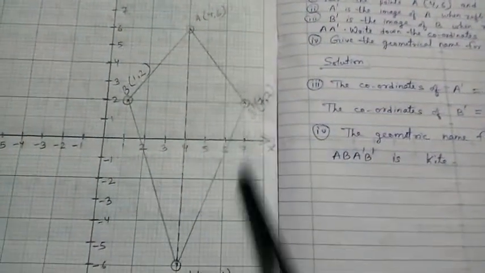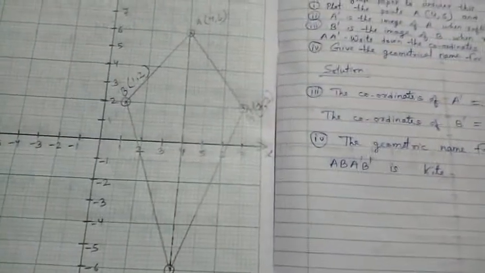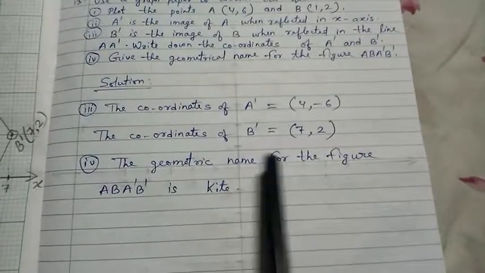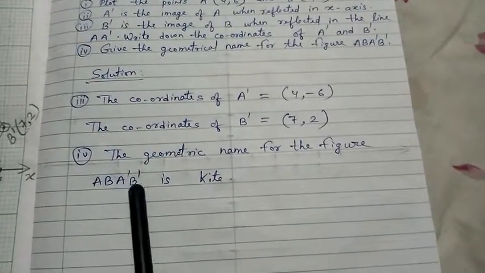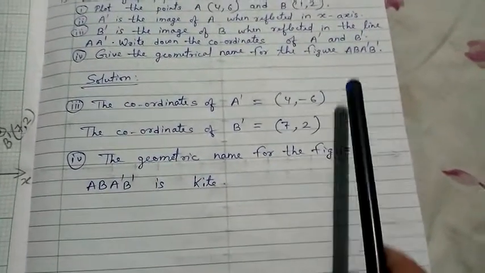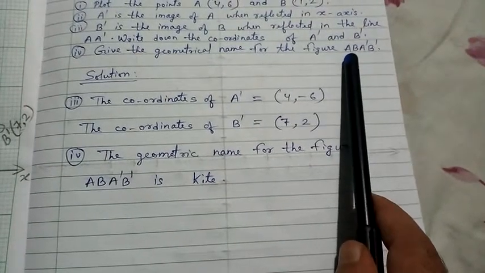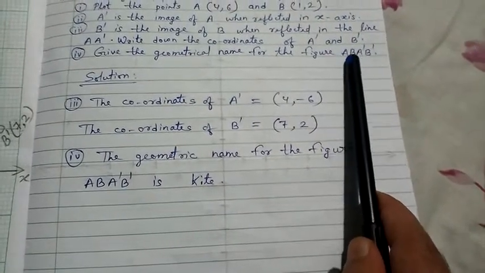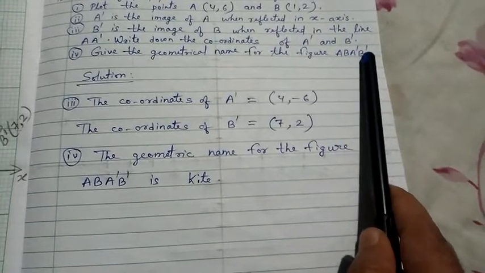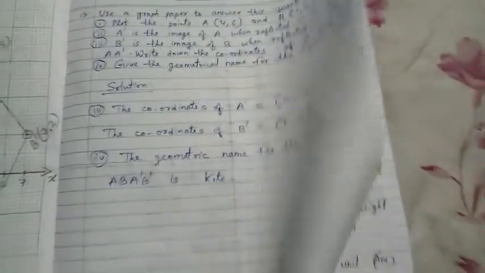So when you join it, you can see one figure has been formed. It is a kite. So I can say now the geometric name for the figure AB, A dash, B dash is kite. So children, follow the sequence. You cannot join here and there, but you have to go in a sequence. A to B, B to A dash to B dash, and lastly B dash to A. So this question is over.